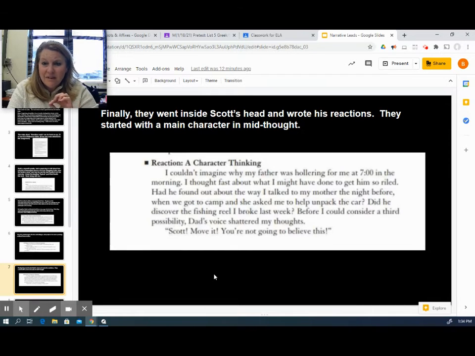Next, they went inside Scott's head and wrote his reactions. This is the third type of lead that I'm going to share with you. They started with the main character in mid-thought. So one of the things that I love about books as opposed to movies, you know, we've all seen them, the books that get made into movies, and we all know people who've just gone and watched the movie.